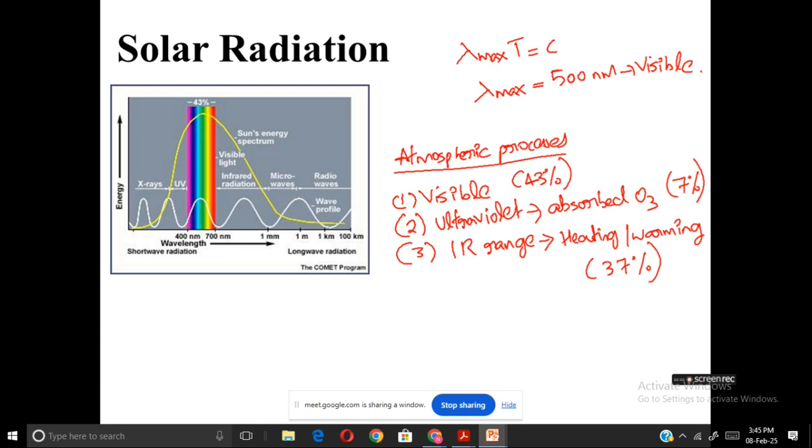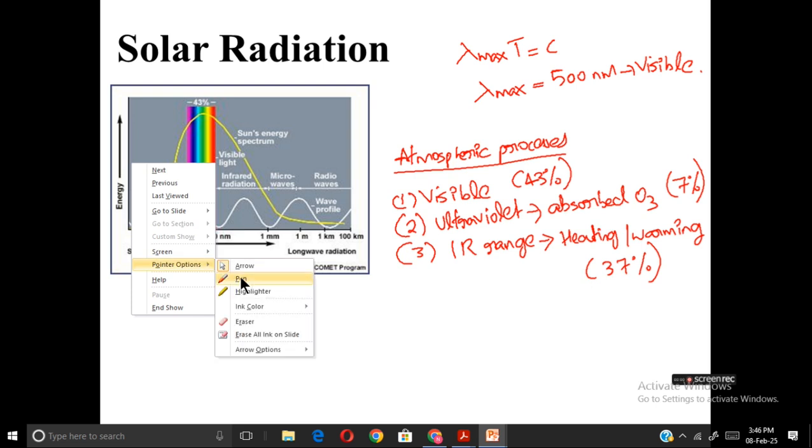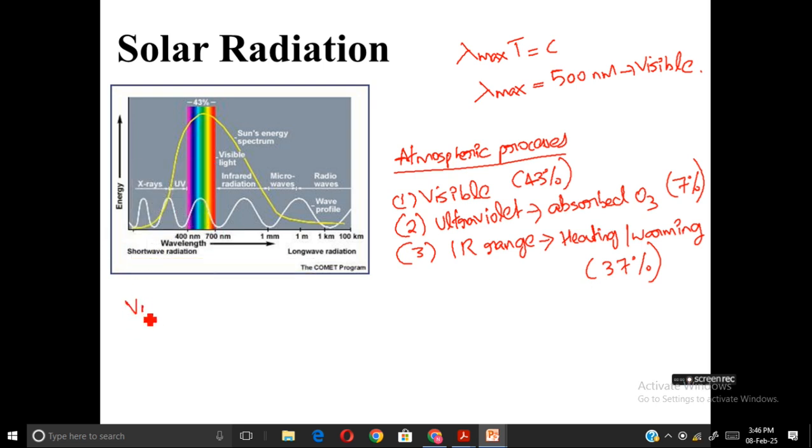So now, as we discussed earlier, the visible part of the radiation coming from the sun does not interact with any of the gas molecules in the atmosphere. It comes directly to the surface. So the visible radiation does not interact with the atmosphere.